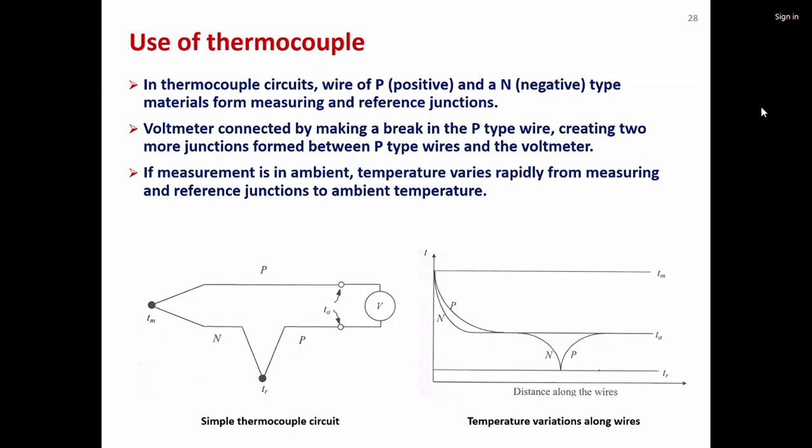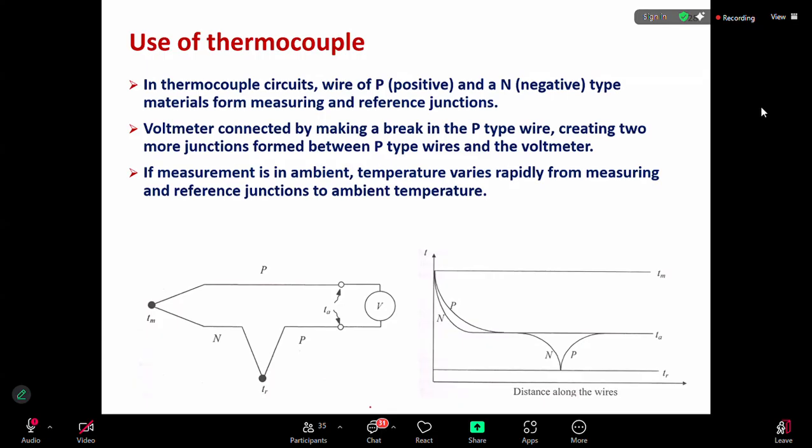Which may be, let's say, the ice point, right? 0 degrees. Similarly, the N type would reduce from here to ambient, because a certain part of the wire will be at ambient. So it will reduce to ambient and then again reduce to the reference temperature. So this is typically how the temperatures would vary along the length of the wires in a typical thermocouple circuit.